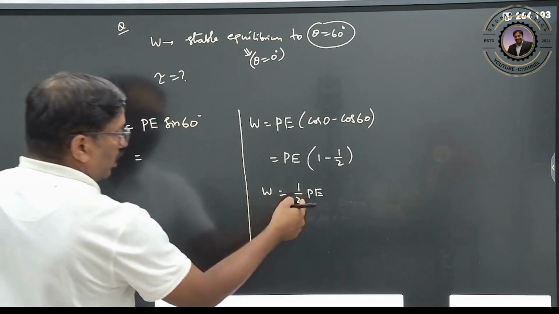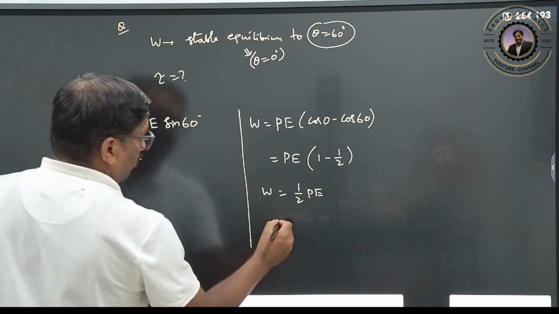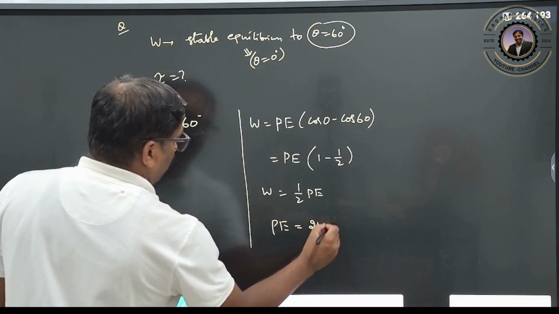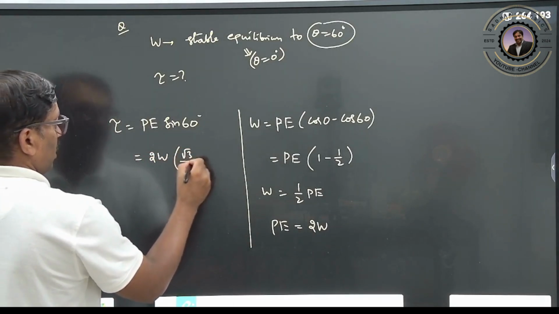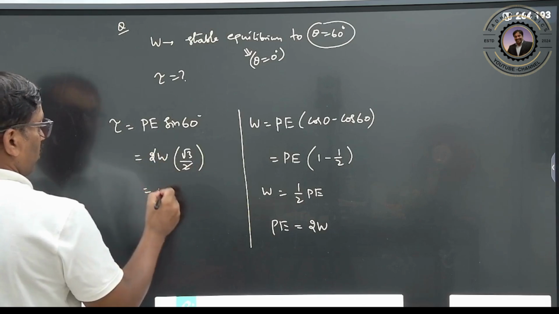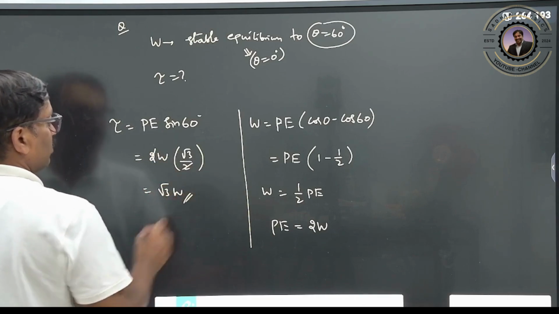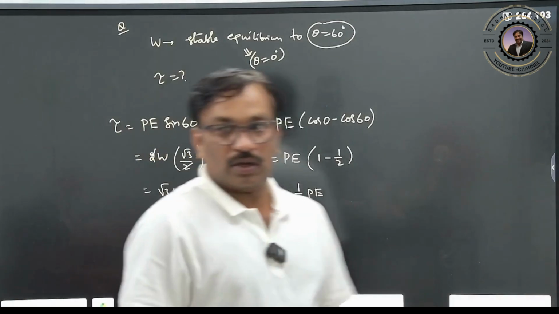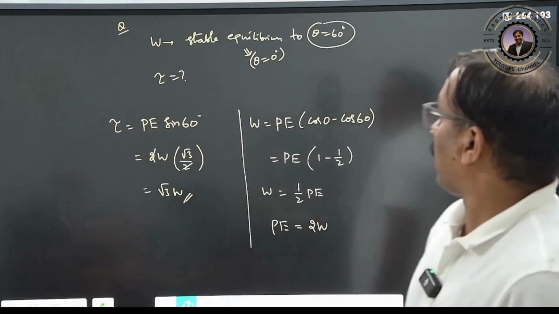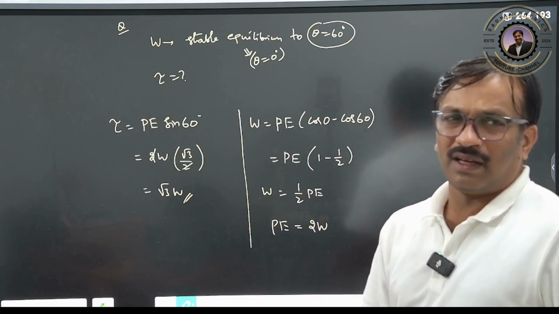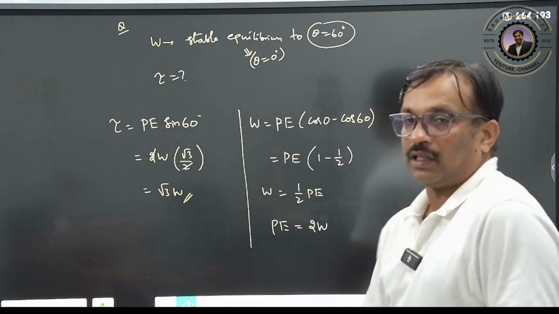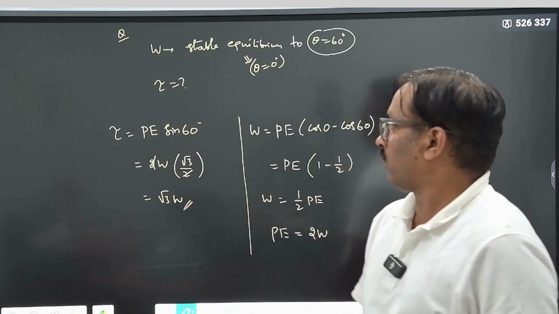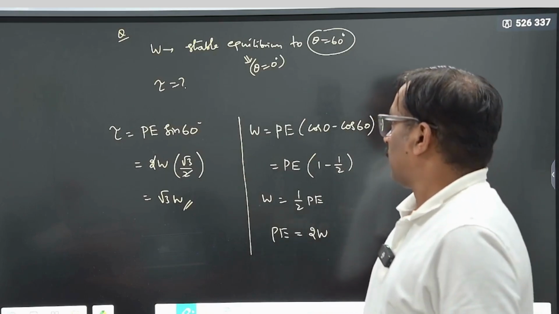So P into E is nothing but 2W, therefore PE is nothing but 2W, so therefore 2W into root 3 by 2, so therefore root 3 W. This much amount of torque should act at an angle of 60 degrees. Like this, you can expect some simple application questions on this. Clear? Right? We'll discuss one more concept now.